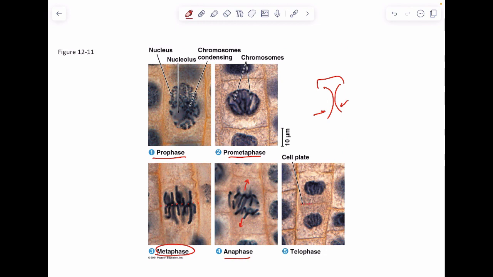And then we're going to trigger cytokinesis, where in plants, they actually form something called a cell plate made out of the phragmoplast. And eventually we'll have cytokinesis, which is the complete division.